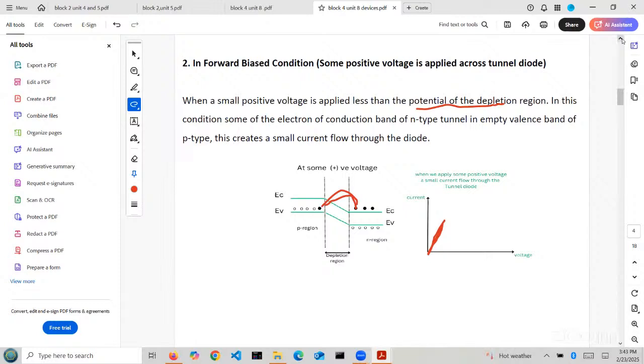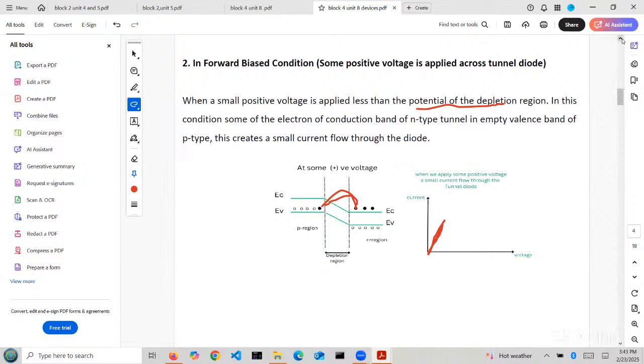This tunnel diode information has to be covered in which place? This information has to be covered in the first question. What is the first question? Explain the operation of tunnel diode and its voltage ampere characteristics. Question number 1 in 84 means up to this answer you have to explain.